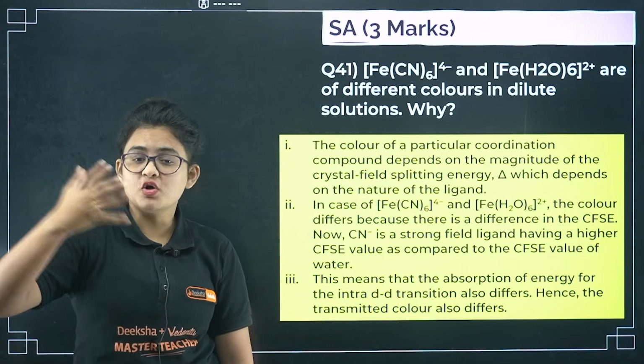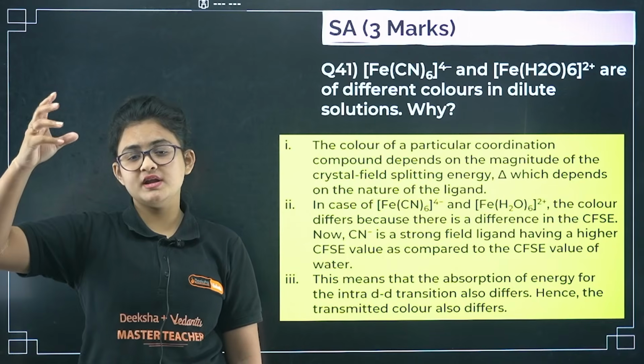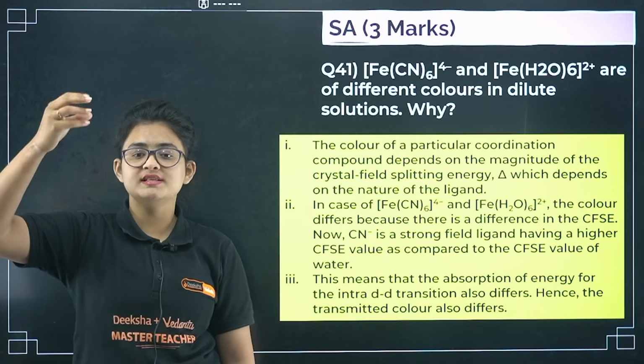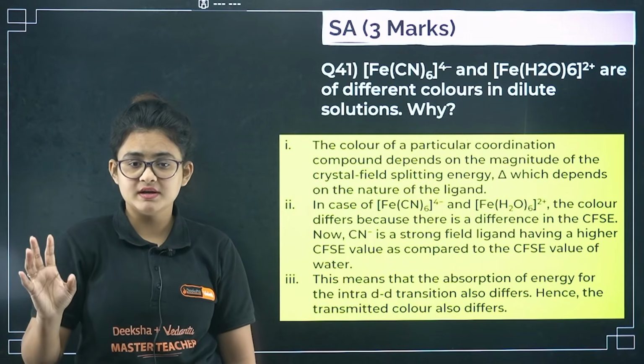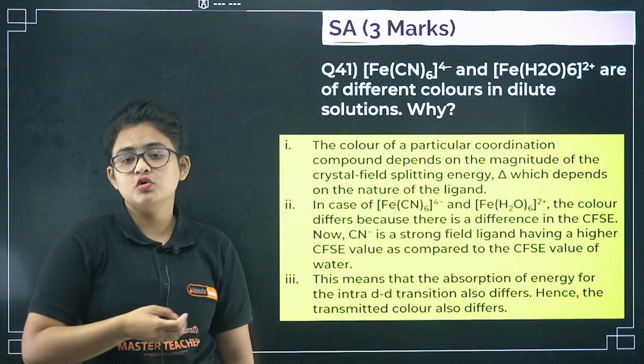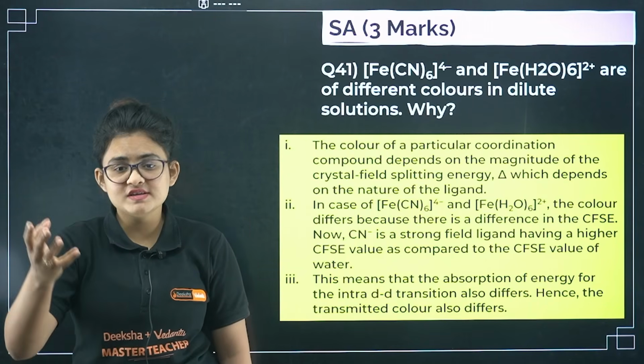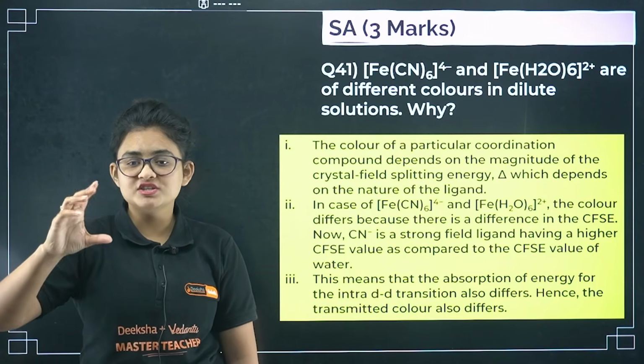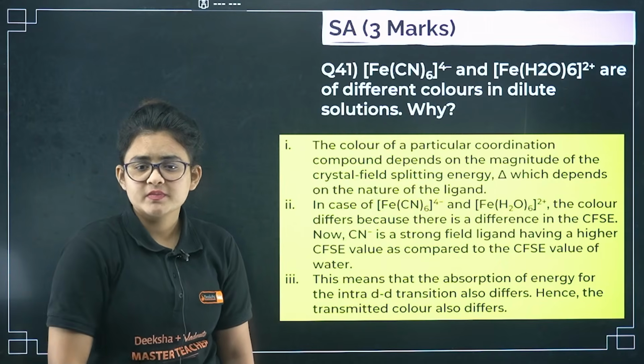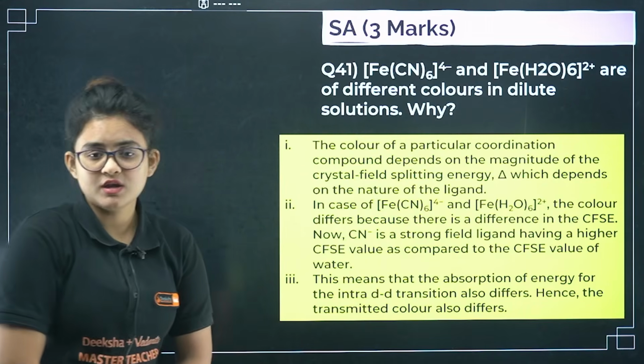For a strong field ligand, the CFSE value is more, hence the d-d transition energy will be more, hence you can see a different color, right? But for H2O, the ligand field is low, the CFSE value is low, hence the d-d transition will also differ, right? So you will observe a different color.